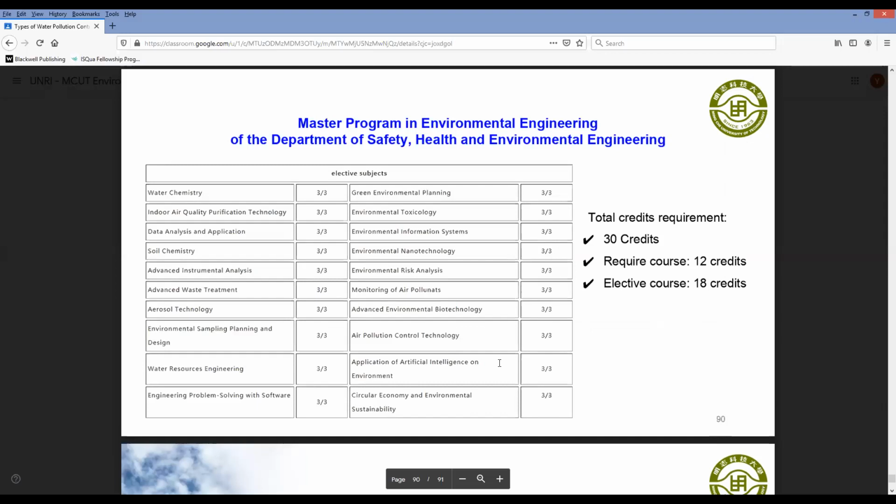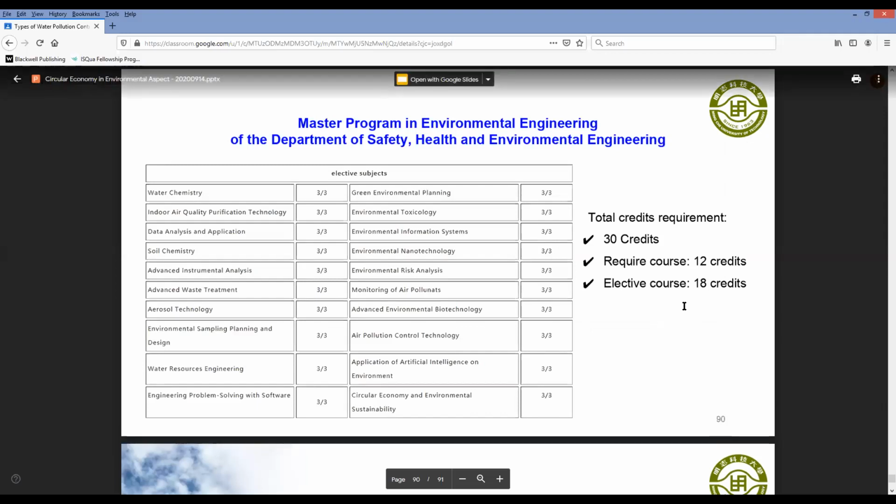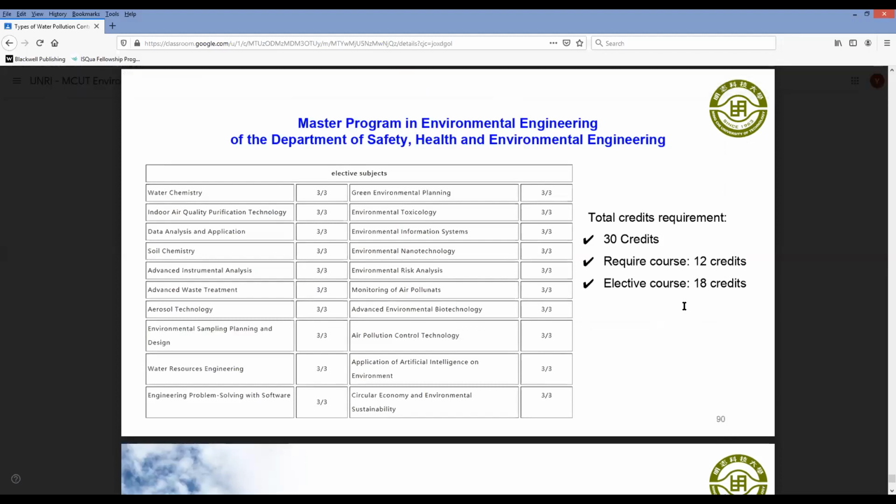And then this is an elective subject. For example, we have water chemistry, soil chemistry, or green environmental planning. These are all elective subjects, based on your interest. If you are interested in some classes, you can choose them, go to the class, and learn something from the professor.